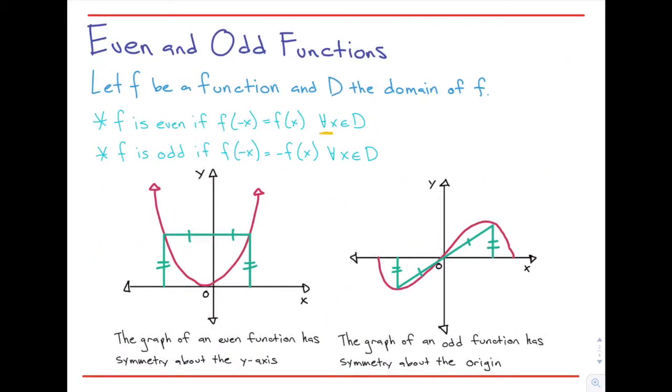So recall that an even or odd function is defined as follows. Let f be a function and D the domain of f. f is even if f of negative x equals f of x for all x in D. f is odd if f of negative x equals negative f of x for all x in D. Even functions have symmetry about the y-axis. Odd functions have symmetry about the origin.